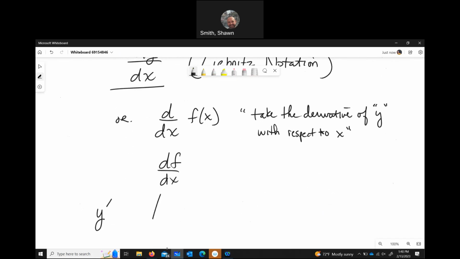I've seen capital D, derivative of f of x, something like that. I've seen capital D over dx. There's tons of different notation. You can make up something if you want, really.